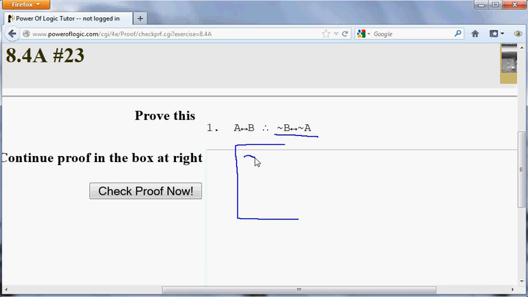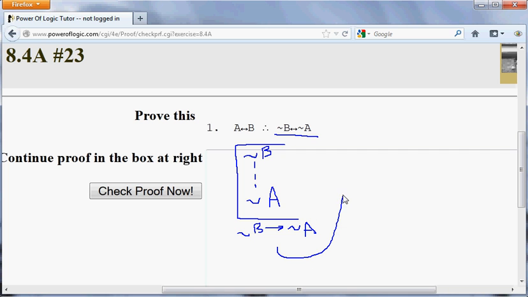Do a conditional proof, assume not B, do some logic, and derive not A. If you do that, you get not B, then not A by conditional proof. That's going to be pretty easy here because if you assume not B here with line 1, it's going to be pretty easy to get not A. Just use the top version of material equivalence and you should see what to do.